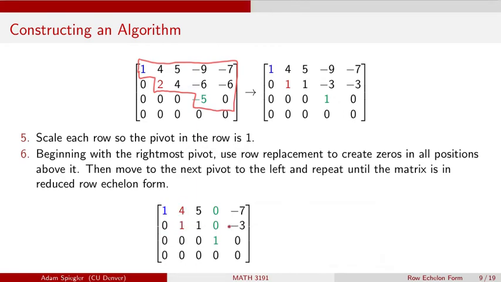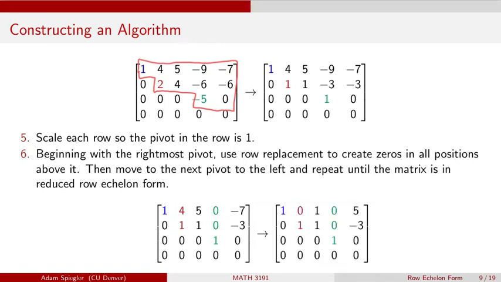So I can multiply this row by -4, add it to the row above it to replace the top row. And now we have the matrix in reduced row echelon form. Each of our pivots is now a 1, and not only are the entries below each pivot 0, but now we also have the entries above each pivot are also 0.